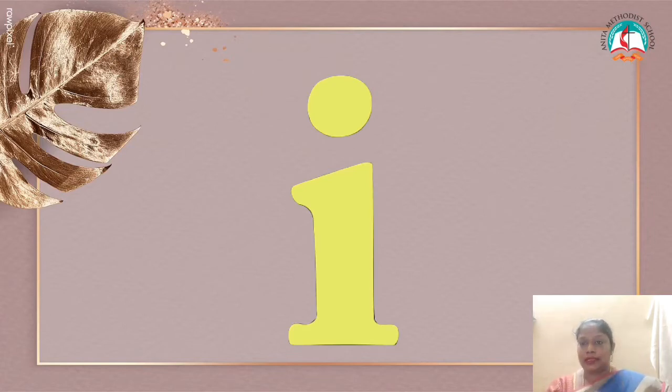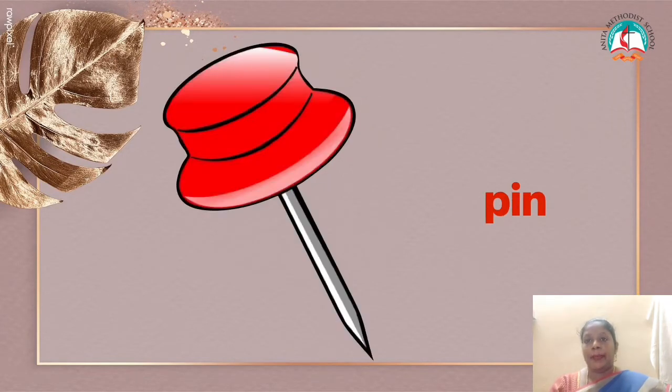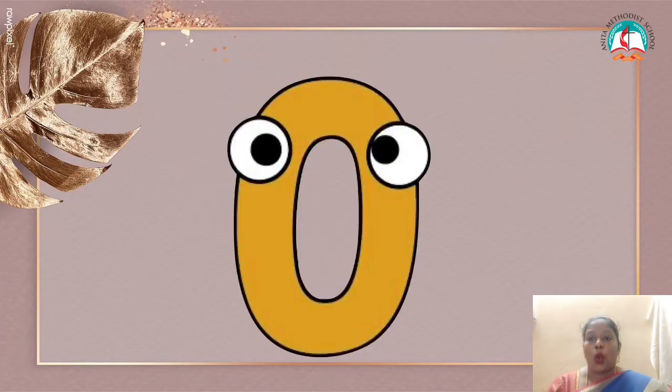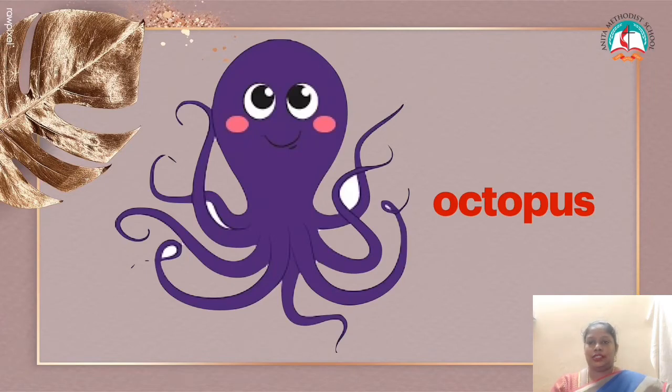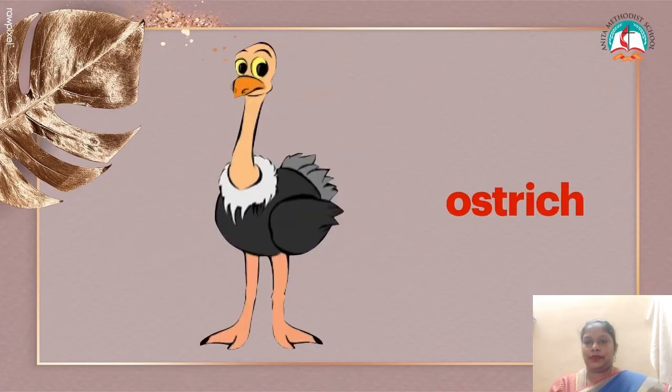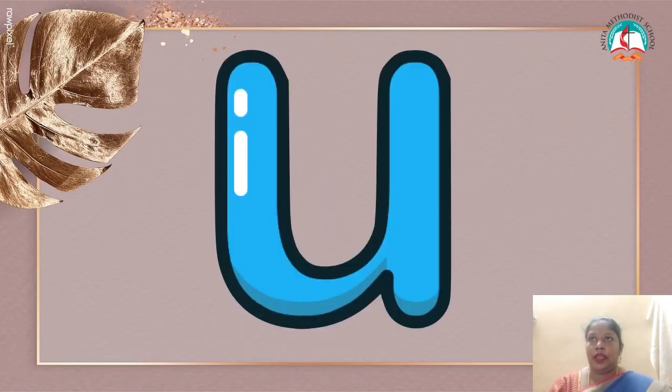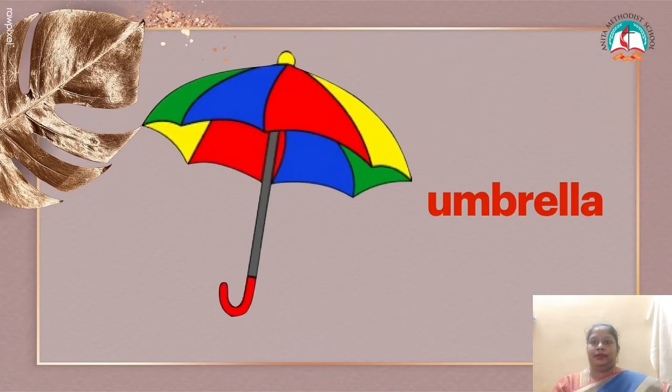Okay. The third one is I. I is pronounced as i, as in an insect. Pin. Okay, the next one is O. O is pronounced as o, as in an octopus. Octopus. Ostrich. U is pronounced as u, as in umbrella. Umbrella. Okay. These are the sounds of short vowels.